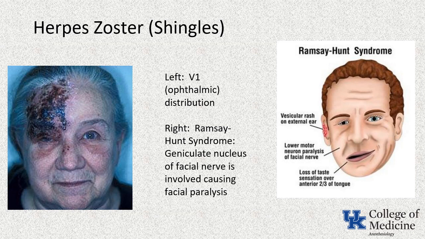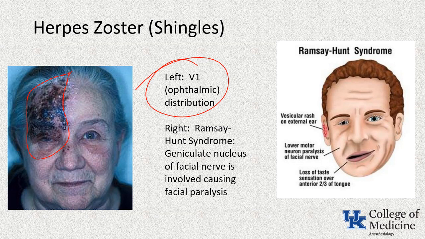So on the left here, we have a patient that has V1 ophthalmic distribution of shingles. This is pretty serious as it can cause blindness, it can scar the cornea.